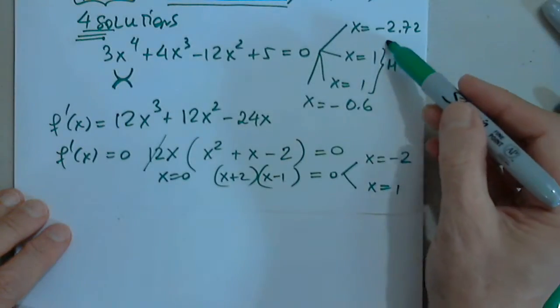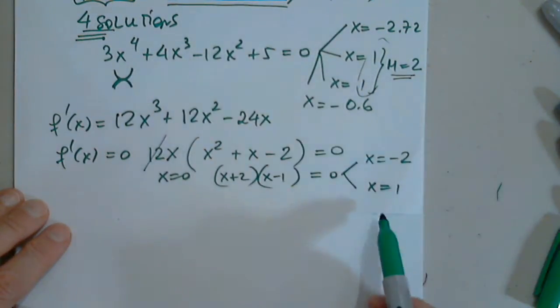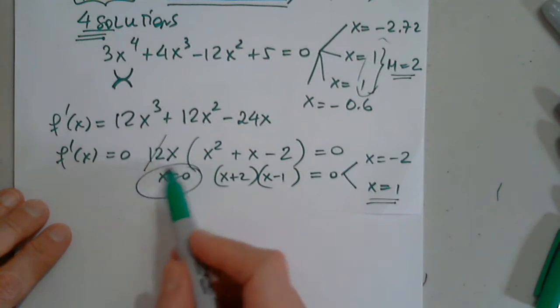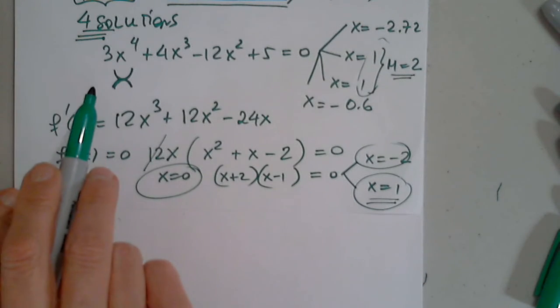Why? Because every time there is a multiplicity 2, even multiplicity, we will have to get a max or a min there. So the function has 3 critical numbers. They have to be in the table.